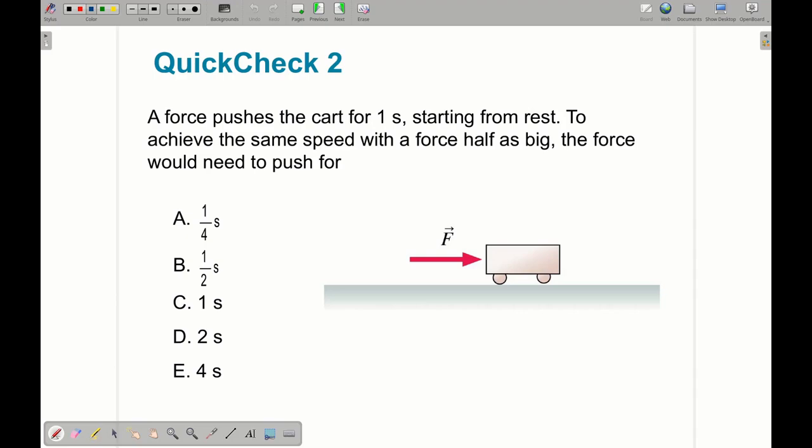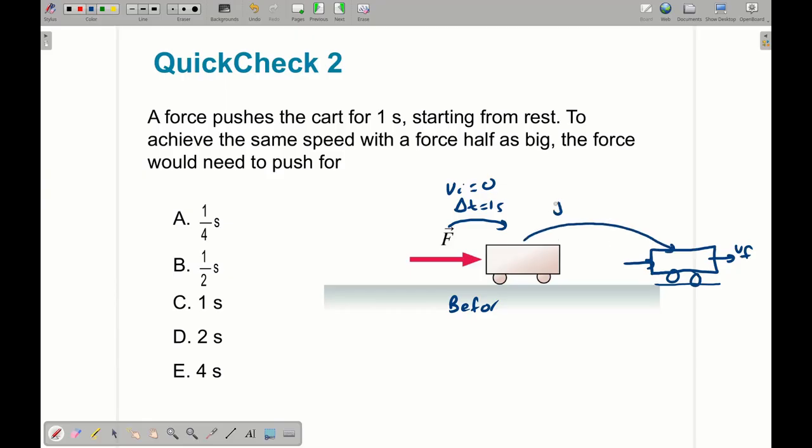Another quick question. A force pushes on a cart. It will apply an impulse and make a change in momentum, right? So let's say it's applied for delta t of 1 second. A force pushes a cart in 1 second starting from rest, so initially the speed is 0. Let's call this before. And a bit later, this force will cause a change in momentum. Initial speed was 0, it will have a final speed.